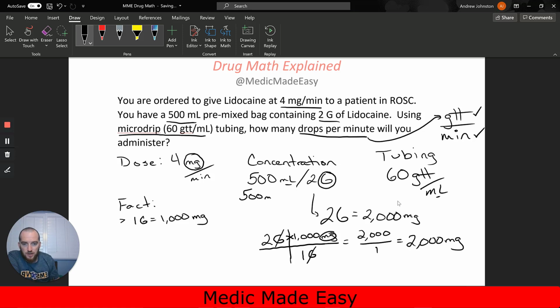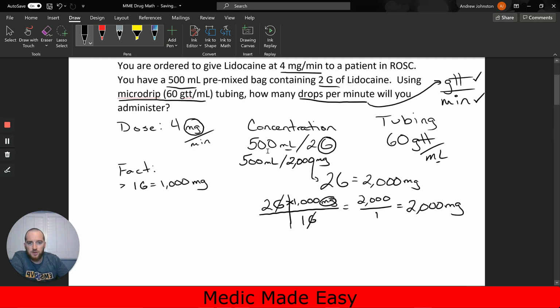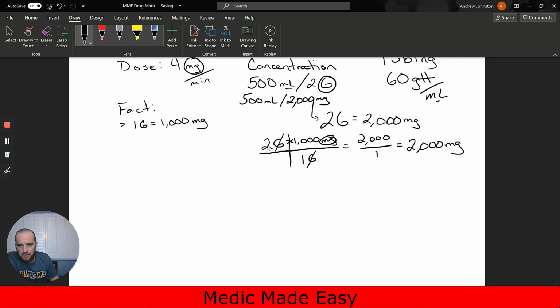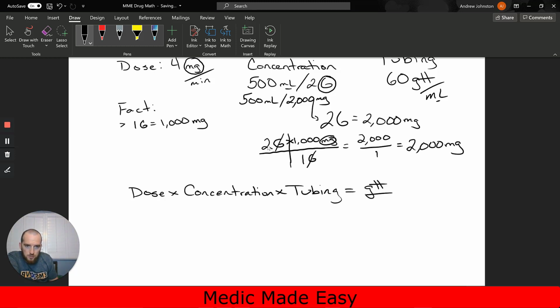So now we have our dose and our concentration, which we can now write as 500 milliliters and 2,000 milligrams. And we have our 60 drop tubing. For medication infusions, the way I do it, I'm going to get us a little more space. We're going to do dose times concentration times tubing equals our drops per minute. And that's what we're going to do.